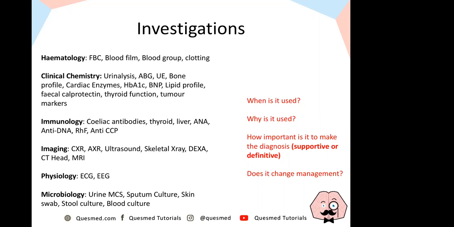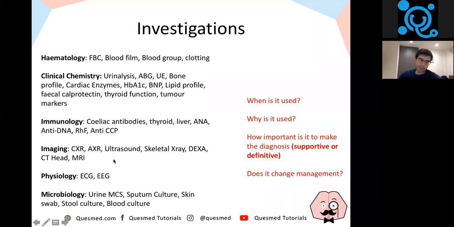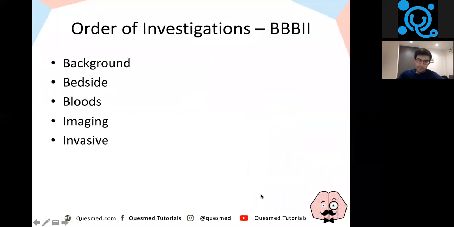You need to always have that sort of why, so that you'll understand it, internalize it, and then you can externalize it via your single best answers or OSCEs as well. And then one other thing which I use, a helpful rule of thumb, is that if someone ever asks me about the order of investigations, I would use this BBBII. It's probably more useful for OSCEs, but it's useful again just as a thought process. So you think about the more simple stuff first, and then the later stuff.